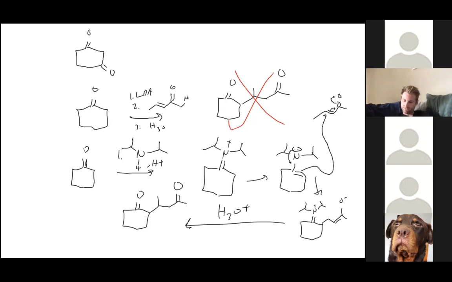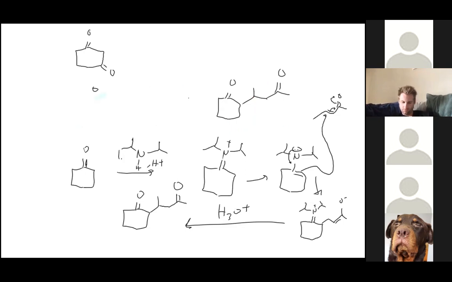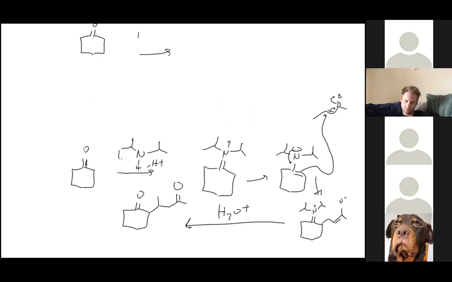So they're a bit odd looking. But they're doing the exact same basic concept we've been doing before. So taking a regular ketone, some sort of secondary amine followed by our Michael acceptor, H3O plus, lets us do a normal Michael addition.